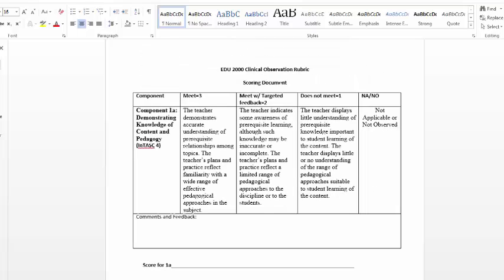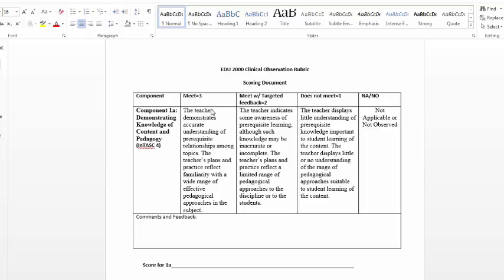Each of the following pages has 1 component on it, and then the 3 different levels that indicate the performance attributes, knowledge, and disposition demonstrated by the candidate, which would relate to that particular element. So for each of these, what you would do as the cooperating teacher, after the experience is completed, the 30 hours, is look at component 1A, demonstrating knowledge of content and pedagogy. Anytime you see the word the teacher in the rubric, we're actually referring to our candidate or the student teacher or the intern from Madonna University.